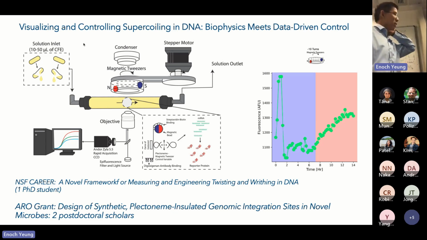And so this is a project that I'm interested in. We're looking for a PhD student and 2 postdoctoral scholars. So if you know someone that's interested, or if you're interested, feel free to reach out.